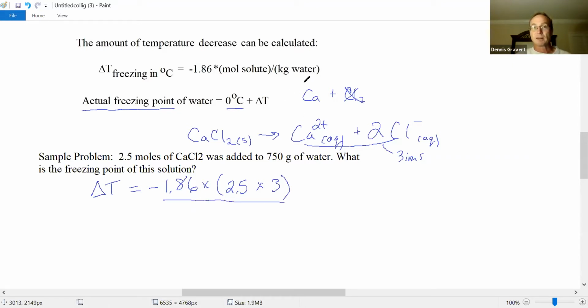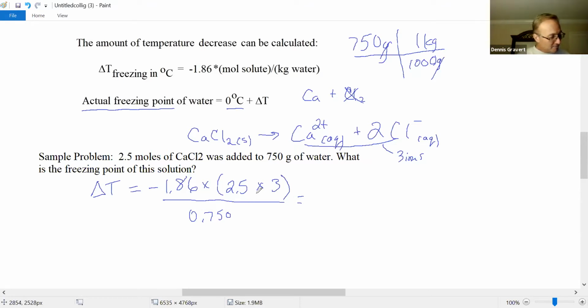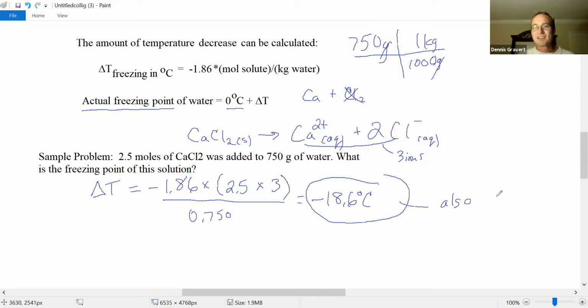And you divide it by the kilograms of water. Darn it, it's grams of water. So do a quick conversion again. We have 750 grams. We divide it by 1,000 grams to convert it to kilograms, which means sliding the decimal place over 3 positions. 0.750 kilograms. And now we have the right equation. Put that in our calculator. And I got, yes, I got negative 18.6 degrees C. The actual boiling point, sorry, actual freezing point is 0 plus this. Oh, well, this is also the freezing point of the solution. That's pretty cold.